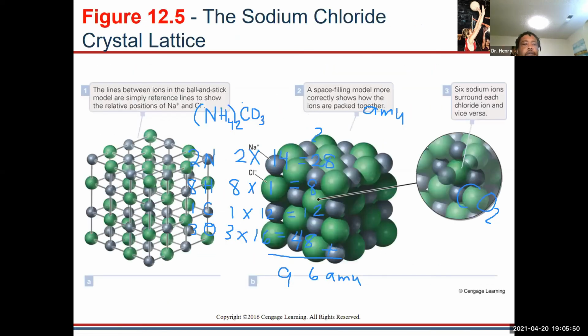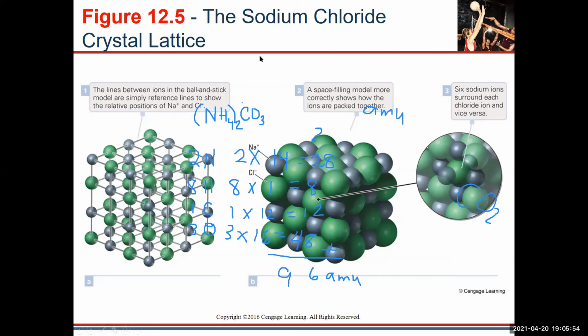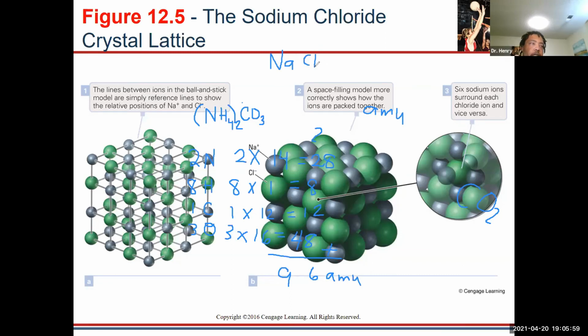Okay, so here we have sodium chloride. We know that sodium chloride is NaCl. Sodium has a +1 charge, Cl has a -1 charge, perfectly balanced, so there's no charge overall. So when we calculate the mass for sodium chloride, what is it going to be? 23 plus 35, which is 58.